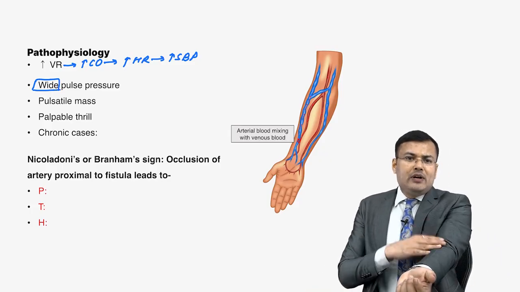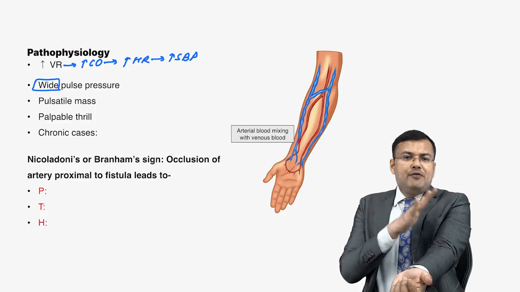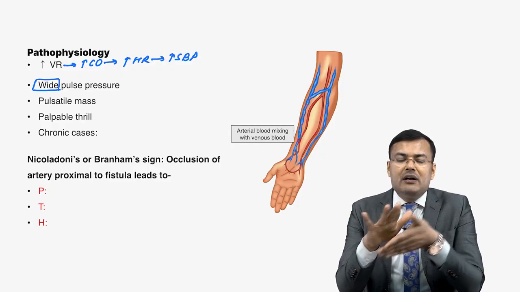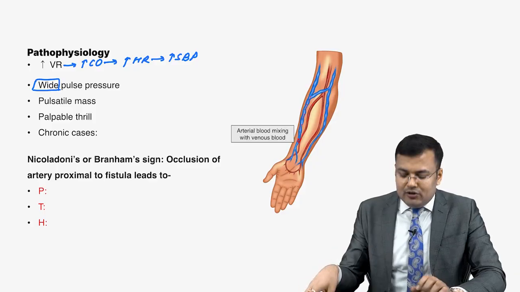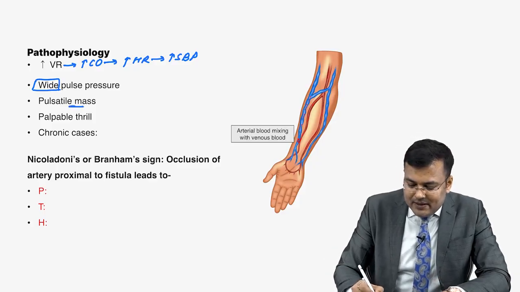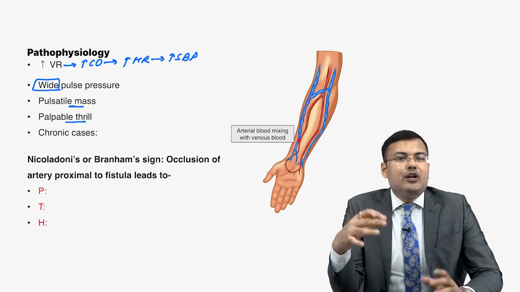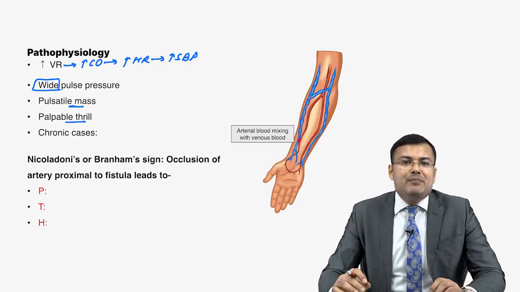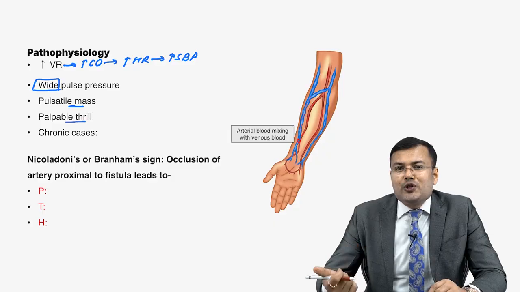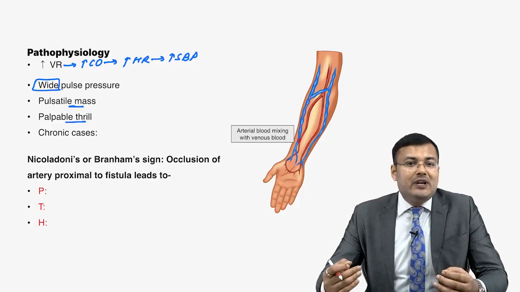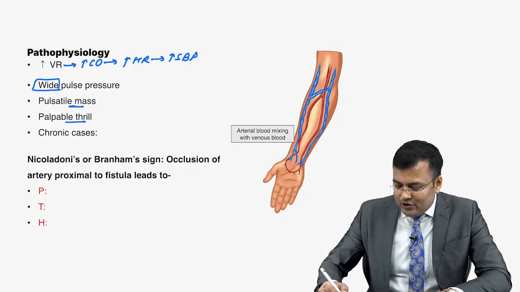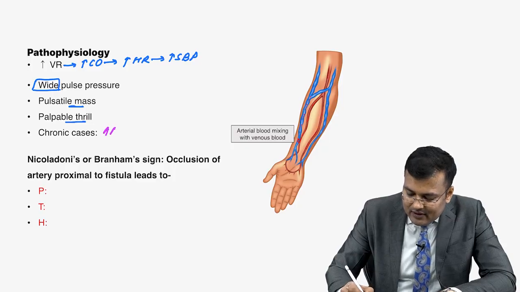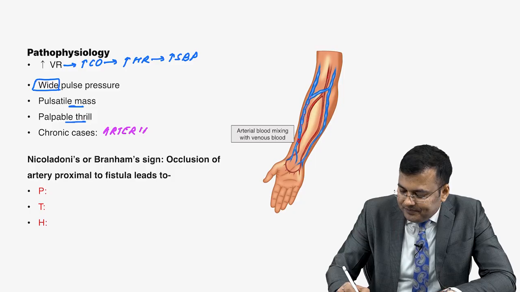When there is a fistula, you can notice a pulsatile mass. If you place your hand over the fistula, you can feel the thrill. Blood is going with force beneath your hand, so that is a palpable thrill. So there is a pulsatile mass and palpable thrill. And what will happen in chronic cases? There are changes in the vein. What are those changes? The vein becomes dilated, tortuous and thickened, and this change is known as arterialization of vein.